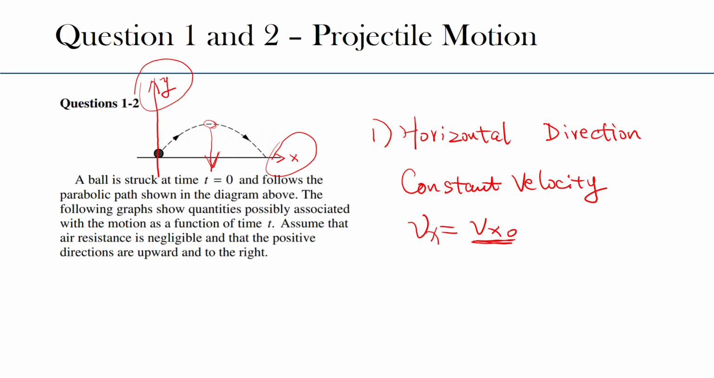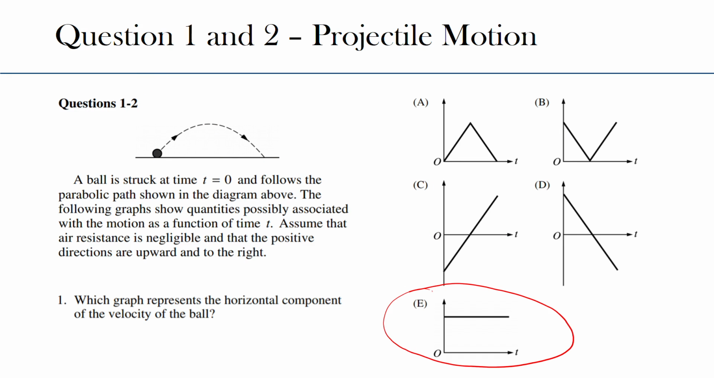How would you draw a graph for something that does not change? It would be a horizontal line. No change. Alright, so the answer would be E. This horizontal line shows us the horizontal component of the velocity does not change over time.